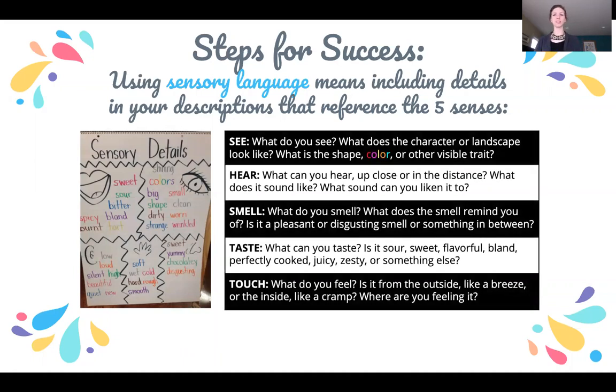Let's talk about some ways to think about this as we're writing. Our first step is to think about what we see. What do you see? What does the character or landscape look like? What is the shape, color, or other visible trait? Hear. What can you hear up close or in the distance? What does it sound like? What sound can you liken it to?